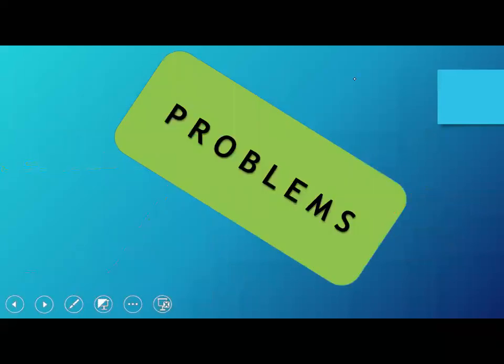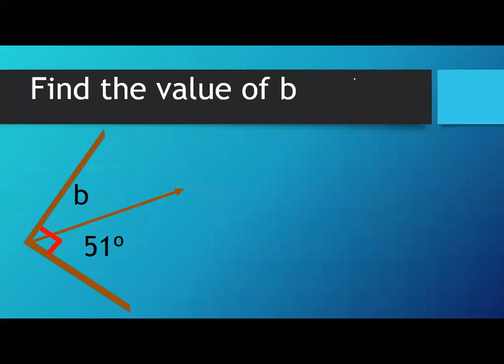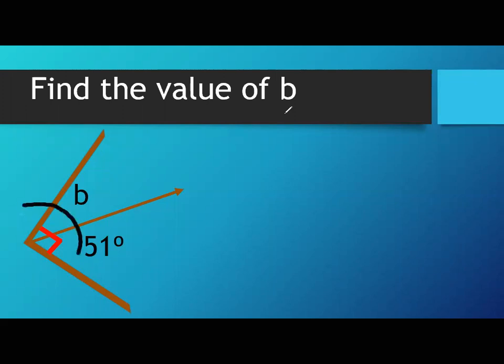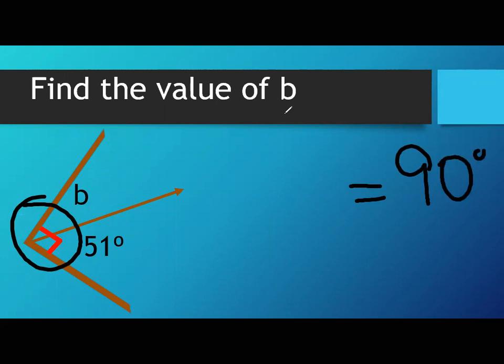Let's see the first graph. So it's asking to find the value of the variable b. The first thing that I notice is to read the graph. From the graph, I can see this symbol. Right away, I can tell that the angles inside are going to add up to 90 degrees. So we have that the angle B plus the angle that is 51 degrees is going to add up to 90 degrees.